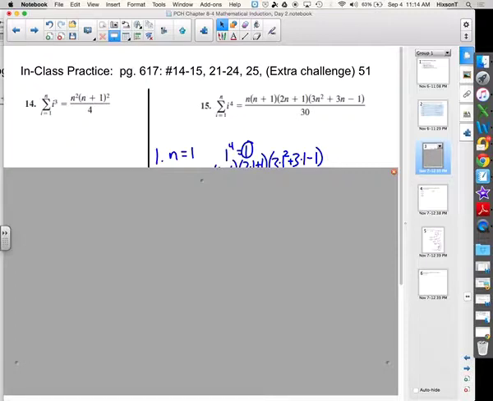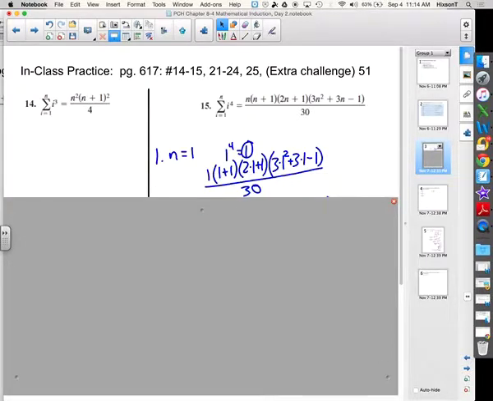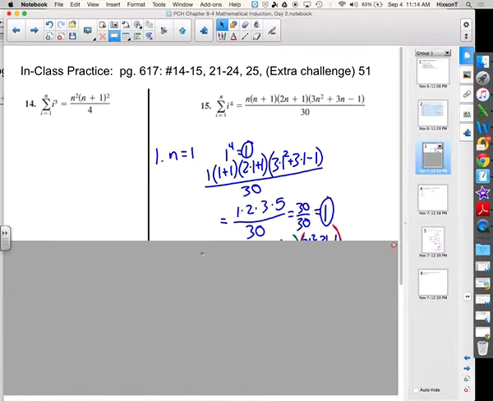So, we go through our process as usual, where we let n equal 1, and first of all, 1 to the 4th power is 1. Then we plug in a 1 everywhere we see an n, and we get 1 times 2 times 3 times 5, which equals 30 over 30, which also is 1, okay?